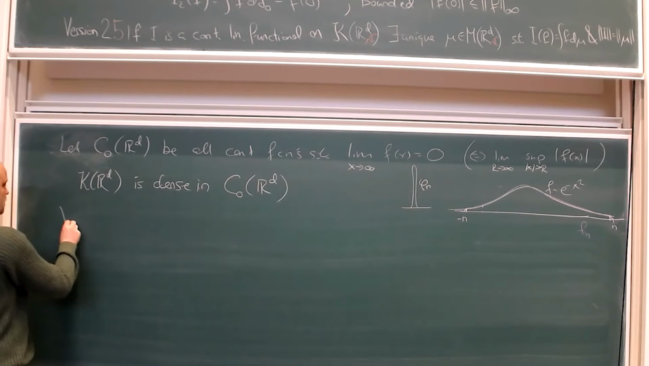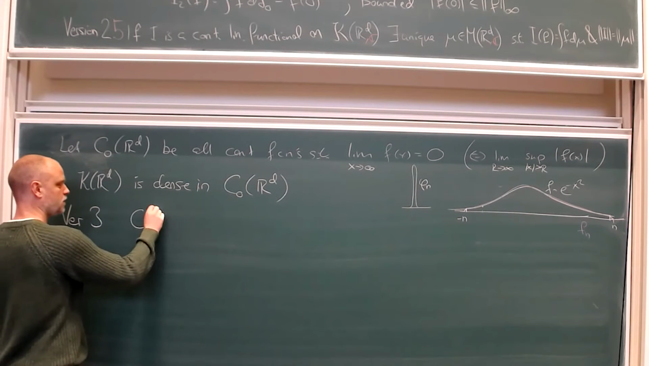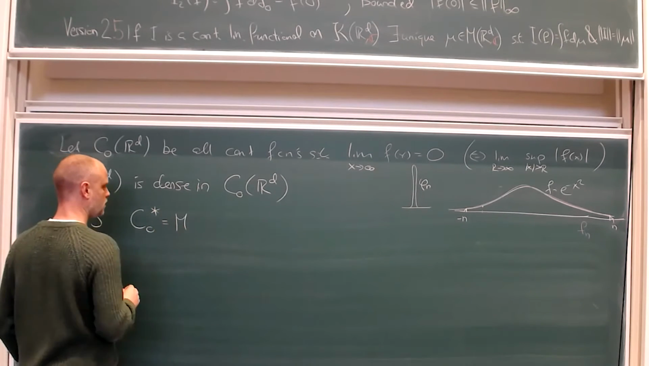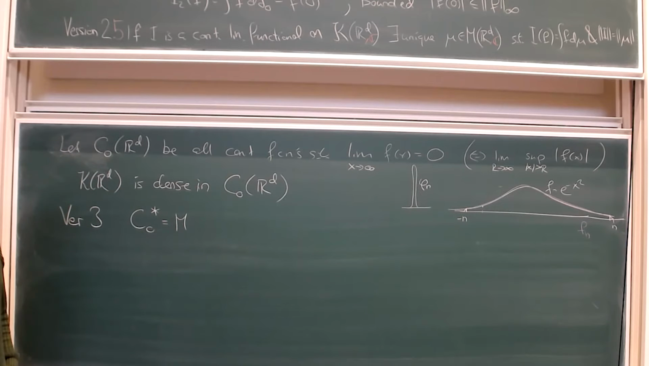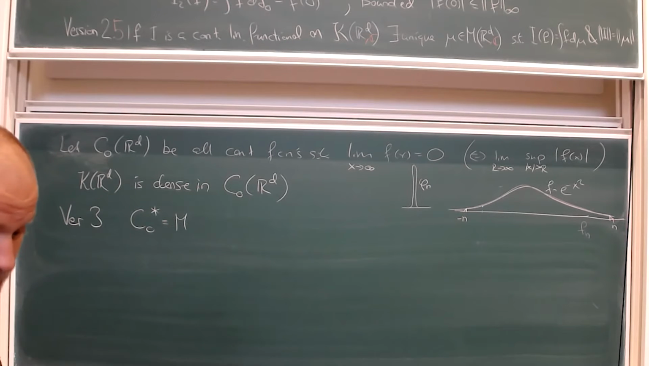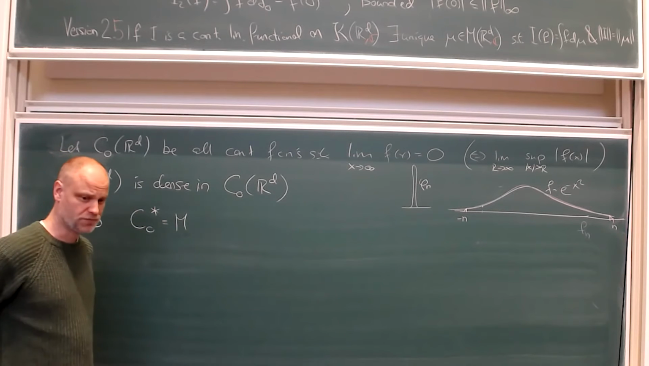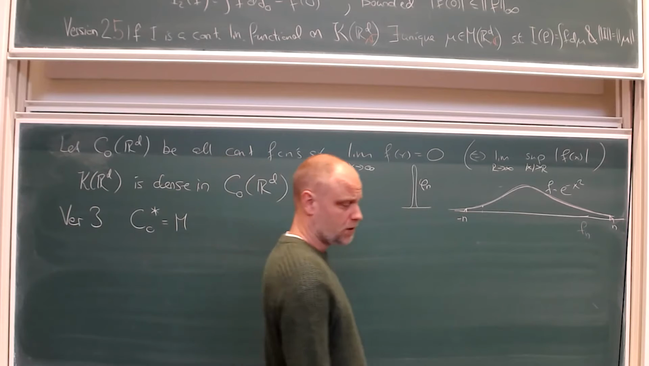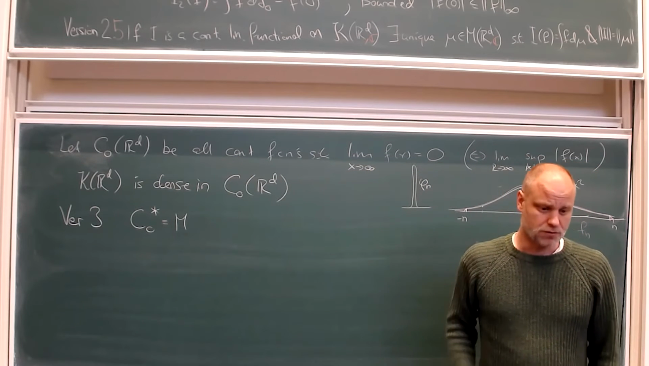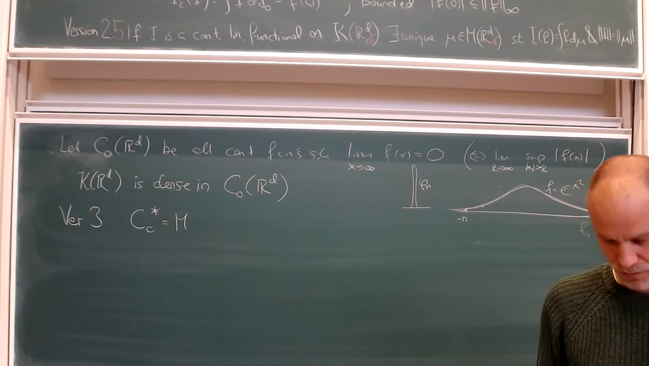So version 3, which is the most beautiful version: the dual of C0 is M. And then R^d or whatever. As I said, the book works in more abstract generality. You can add stuff here, but the measure space is the dual of these sets, either complex or signed.